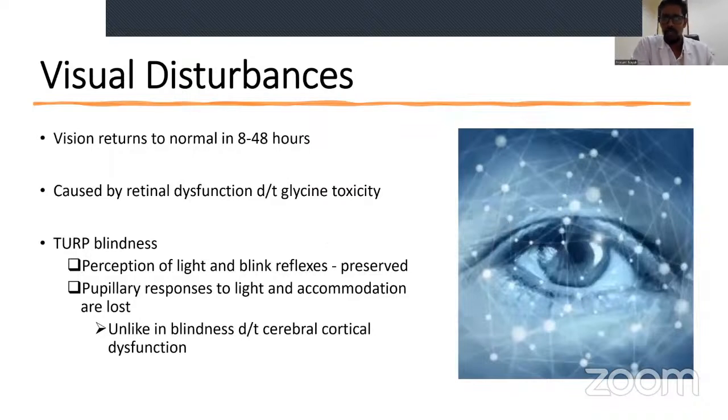Visual disturbances, transient disturbances, generally come back in 8 to 48 hours. These are generally due to a retinal dysfunction because of glycine toxicity. There is an entity called TURP blindness.